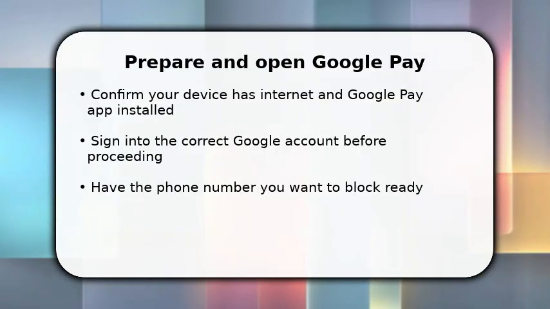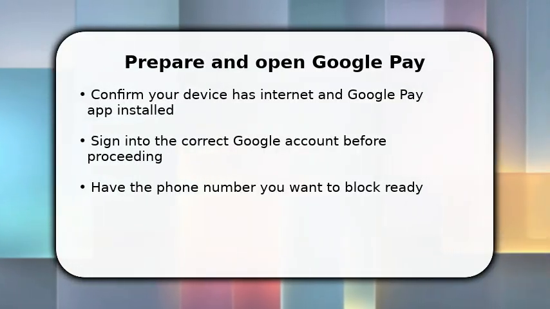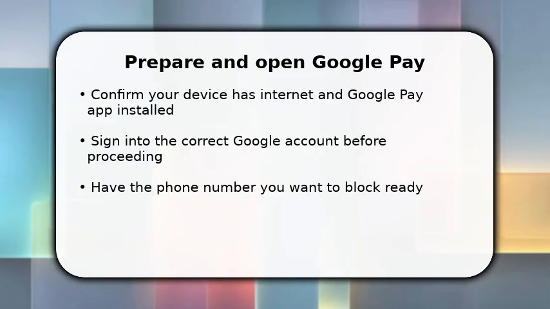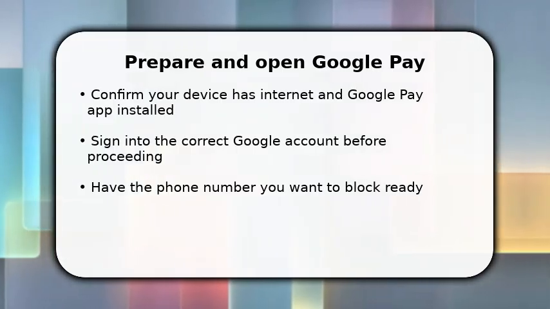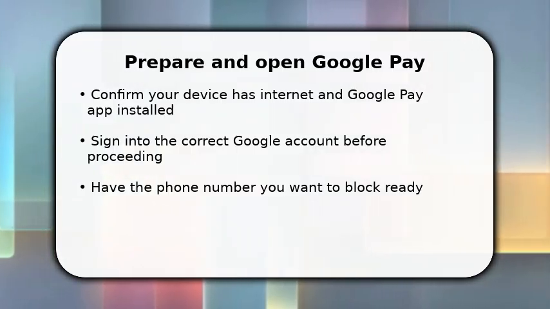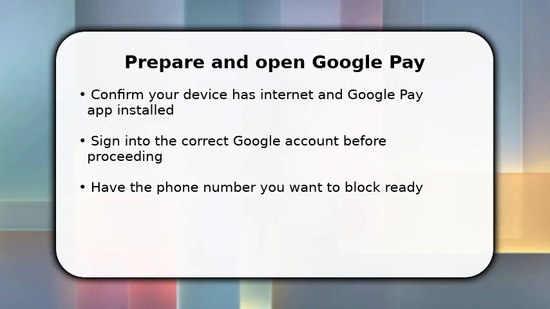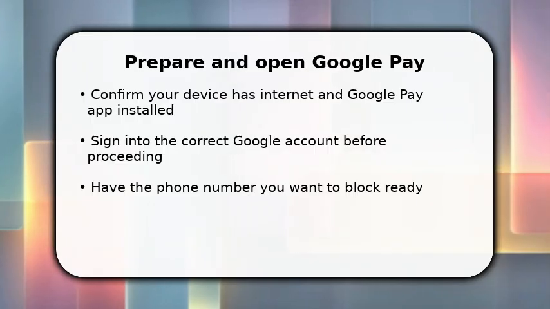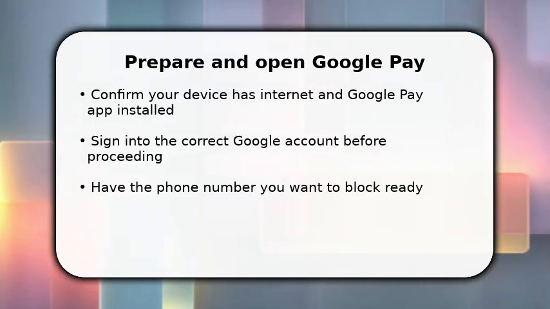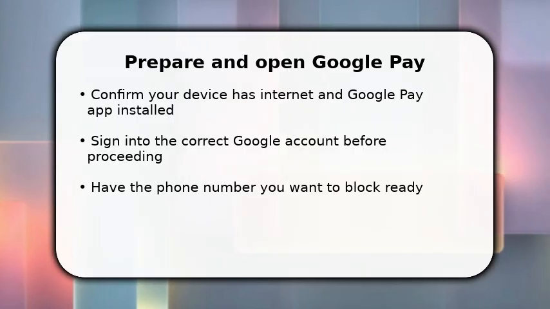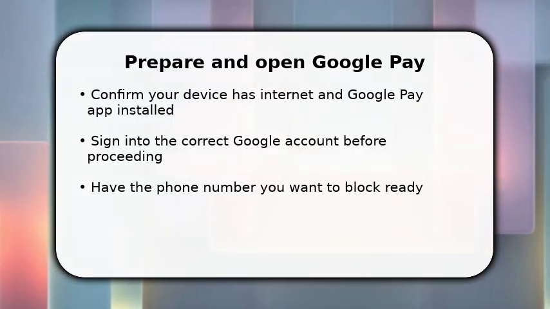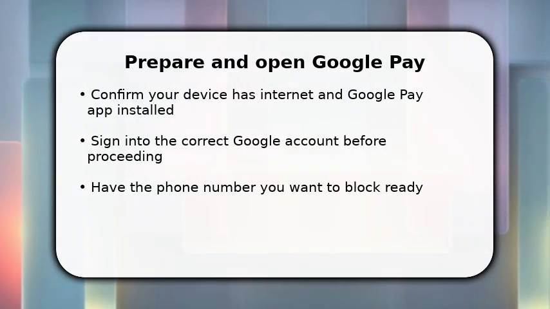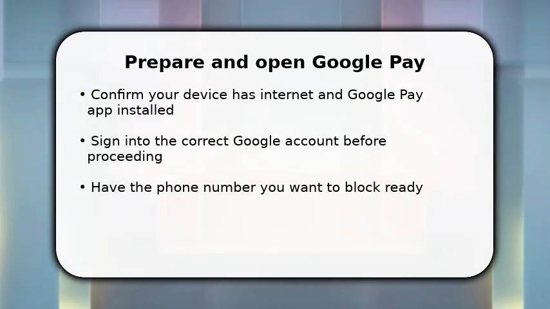You start by opening Google Pay and making sure you are signed into the right Google account. This prevents blocking the wrong contact. Once done, go to the Home or People tab so you can access contacts and recent activity quickly. Make sure the phone number you want to block is visible in recent transactions or contacts. If not, copy it now. This first step puts you in the necessary screen and saves time when you begin the action.